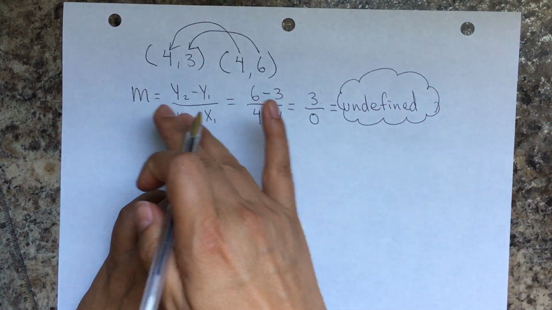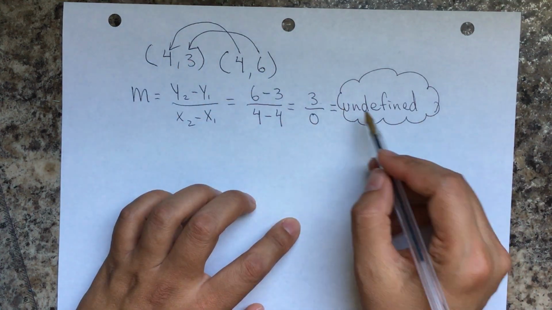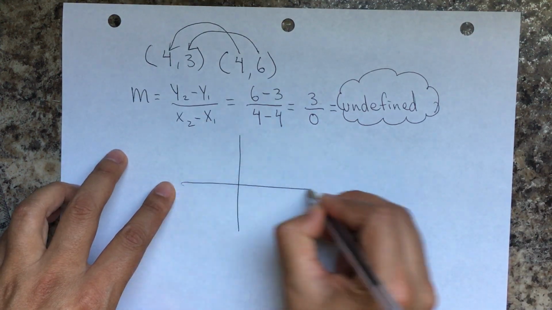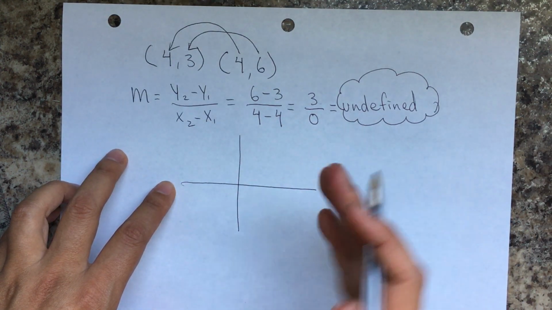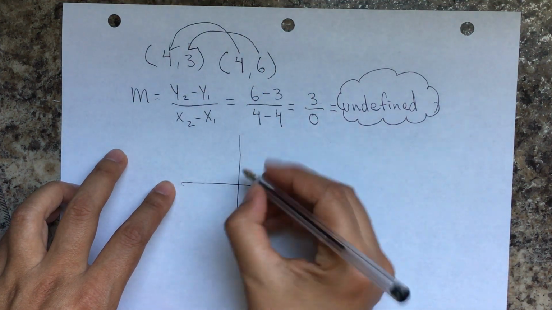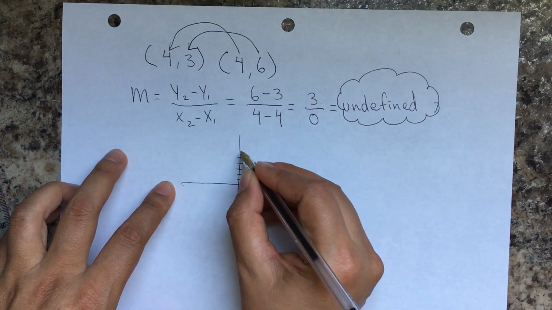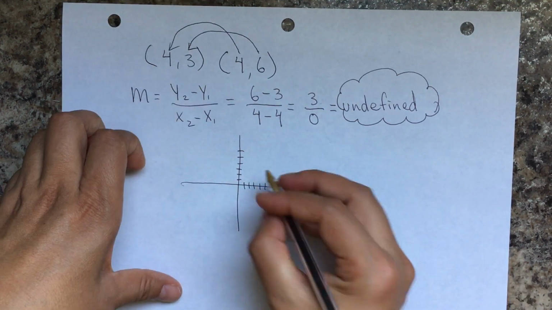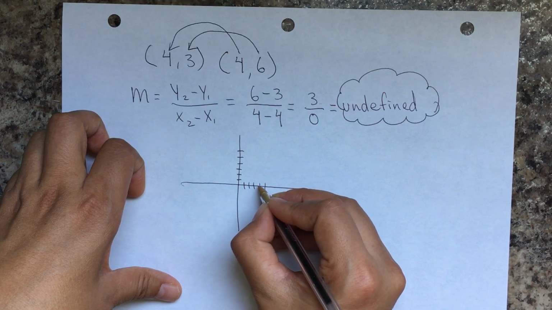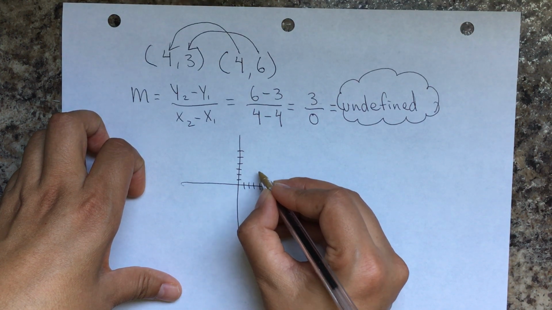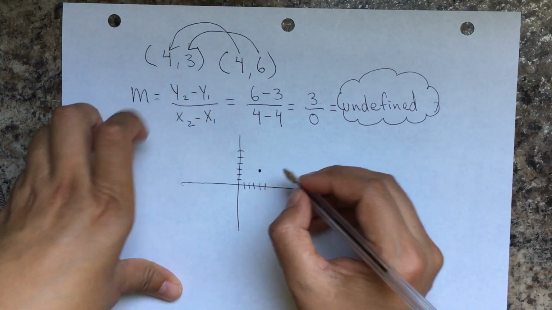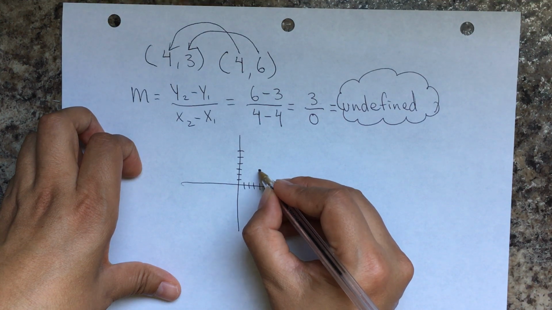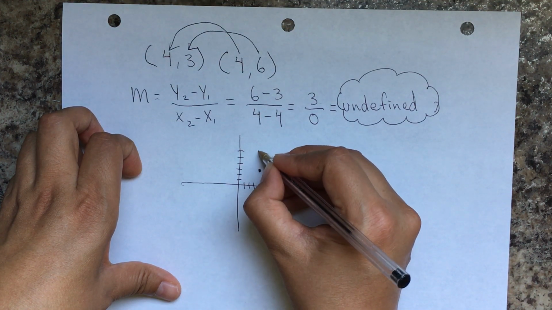So when I have an exercise, something like this, that's what the answer will be, undefined slope. And for the graph, it will always be vertical, okay? So we have 1, 2, 3, 4, 5, 6. So (4, 3) is 1, 2, 3, 4, 1, 2, 3. And then (4, 6) would be 1, 2, 3, 4, 1, 2, 3, 4, 5, 6 right there.